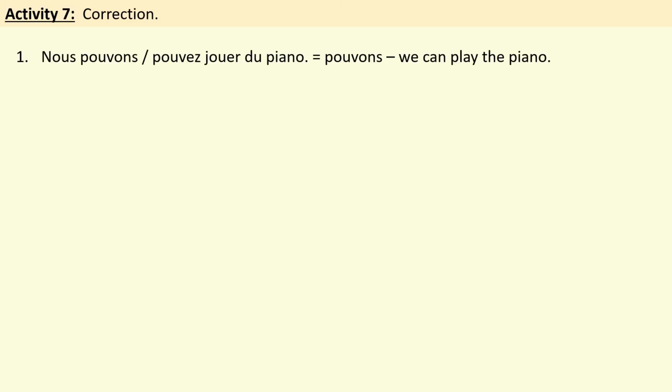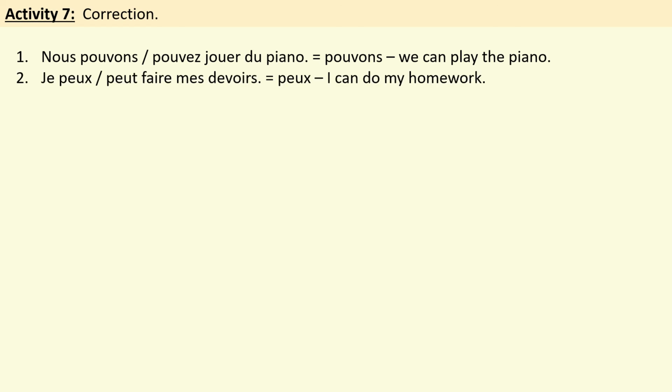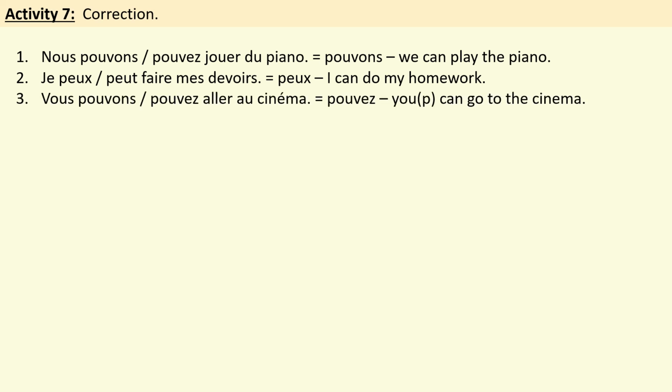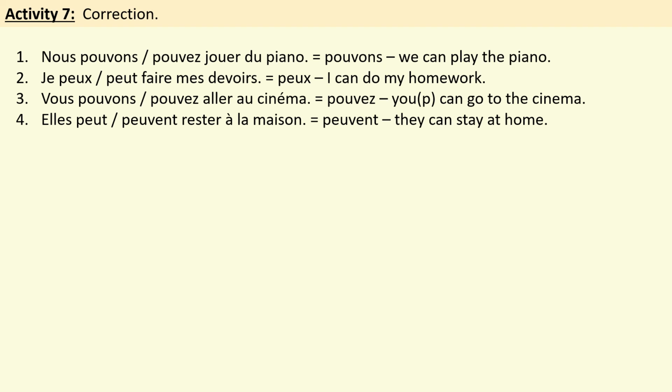Here is the correction to your work. First sentence. Nous pouvons jouer du piano. We can play the piano. 2. Je peux, ending in an X, faire mes devoirs. I can do my homework. 3. Vous pouvez, IZ, aller au cinéma. You can go to the cinema. You being plural, of course. 4. Elles peuvent rester à la maison. They can stay at home.